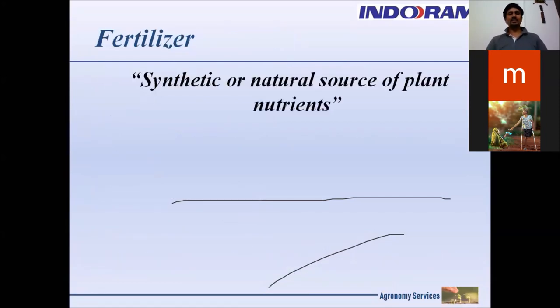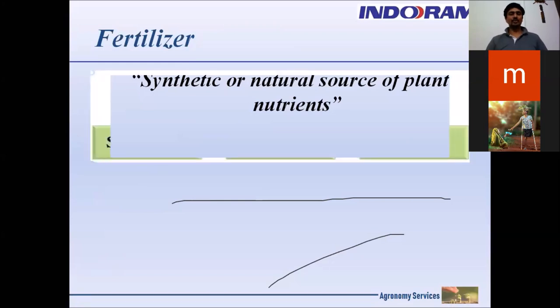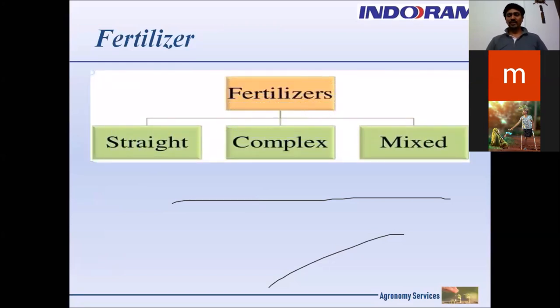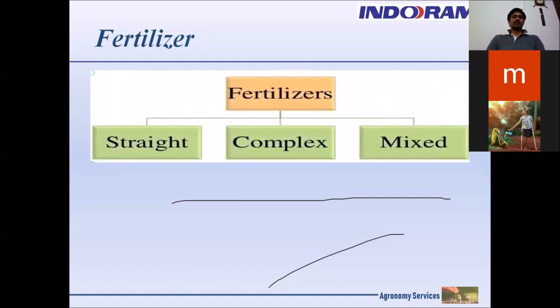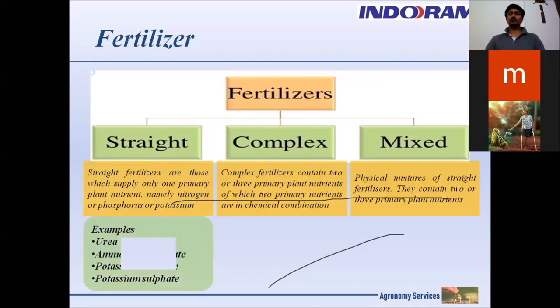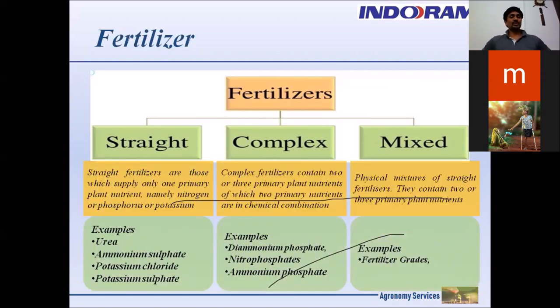So next is synthetic or natural sources of plant nutrients. So what is fertilizer? A synthetic or natural source of plant nutrient is known as fertilizer, and fertilizers are of three different kinds. The synthetic fertilizers I am talking about are straight, complex and mixed fertilizers. These are the three categories of fertilizer. Mixed is whatever the NPK ratios; complex has more than one primary nutrient, but a straight fertilizer has only one primary nutrient. Straight fertilizers are those which supply only one primary plant nutrient, namely nitrogen, phosphorus or potassium.